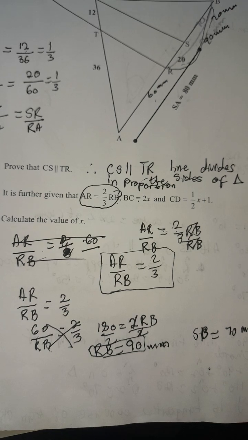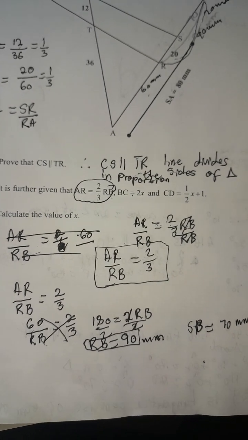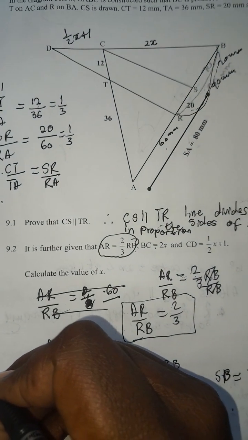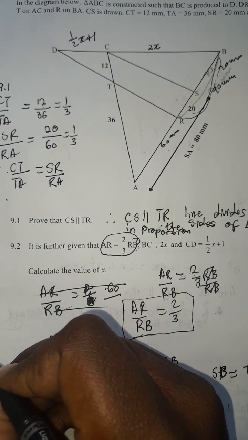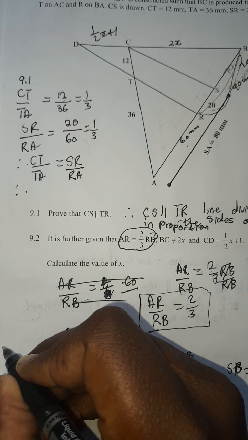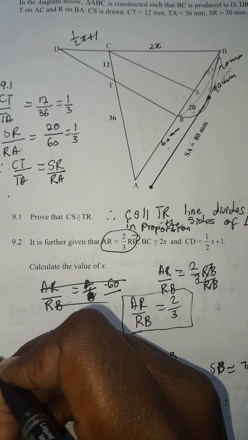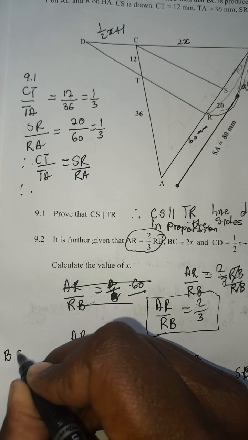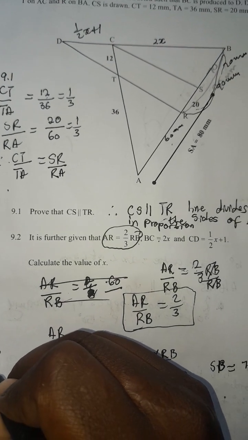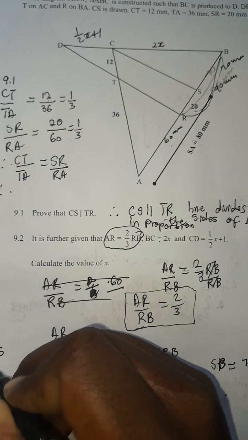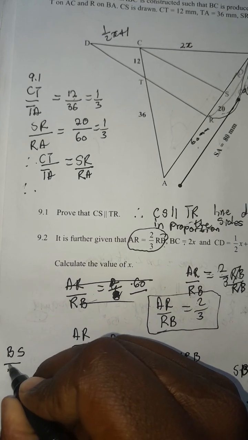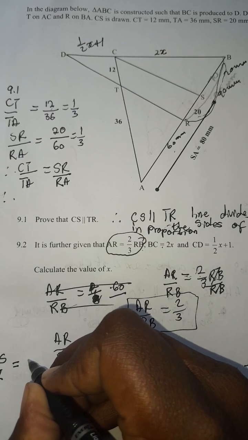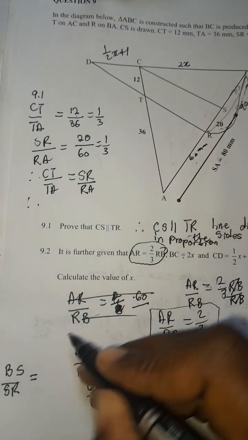We're supposed to find now the value of x. I'll just have to write it here. So let's go. We need to find BC. Let's go and work out BC. We know BS is in proportion with SR, as well as BS is in proportion with BC.